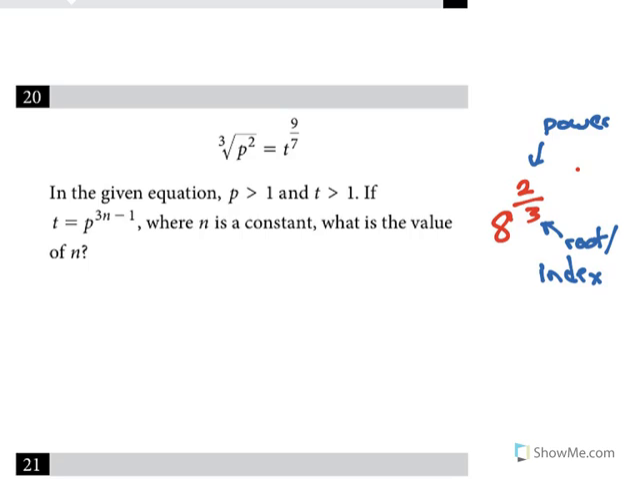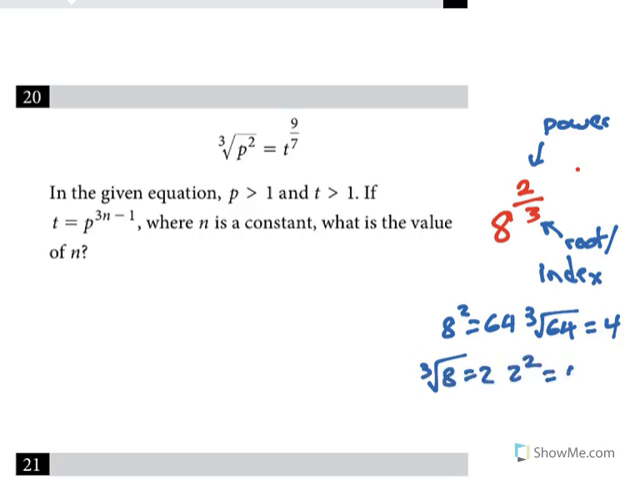So if I wanted 8 to the 2/3 power, I can do 8 to the 2nd power, right, because the order is not going to matter, and then take the cube root of that, which is 4, or alternatively, I can take the cube root first, and raise that to the 2nd power. So that's how fractional powers work.